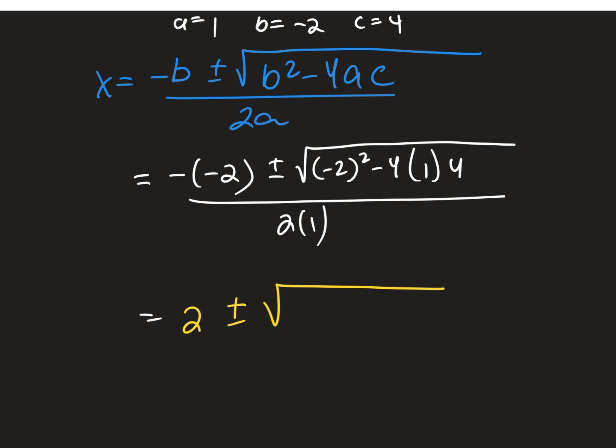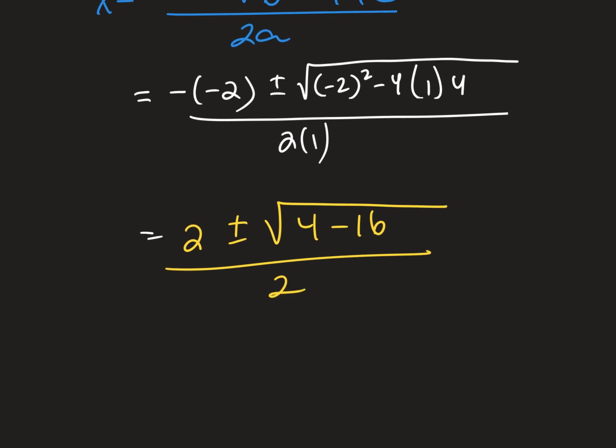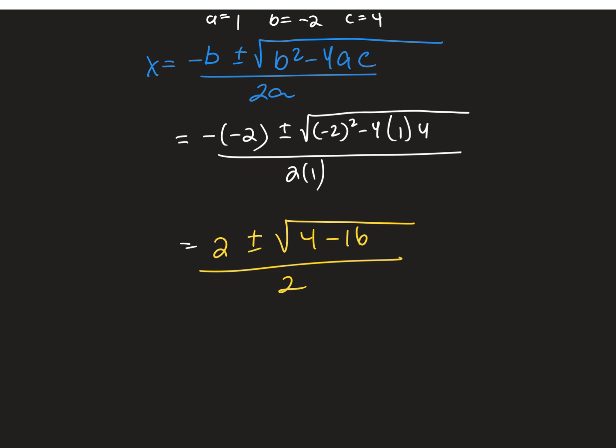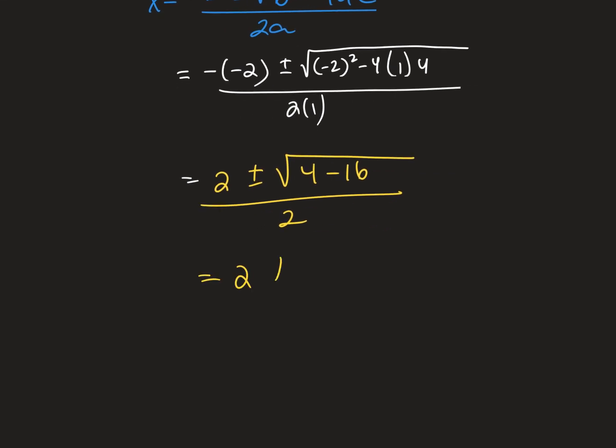Plus minus. What is negative 2 squared? Positive 4. It's not a trick question. Just making sure. What's negative 4 times 1 times 4? Good. Minus 16. And then 2 times 1? The beauty of the quadratic formula is every time you simplify, it gets a little smaller, a little smaller. So then we're going to come down here, and I have 2 plus or minus. What is 4 minus 16, guys?